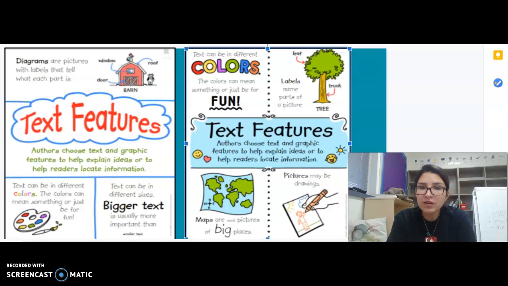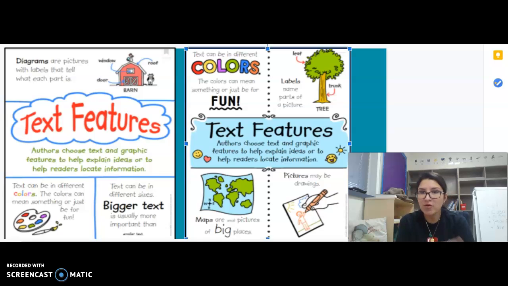Now, where are we going to find text features in a fantasy book or an informational book, a nonfiction book? What do you think? A nonfiction book that has real information, right? An informational book. Remember, authors' purpose for writing informational books is to what? To teach us, to give us real information, right? Okay, so let's get it started.